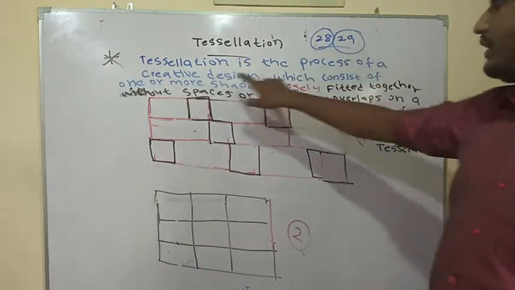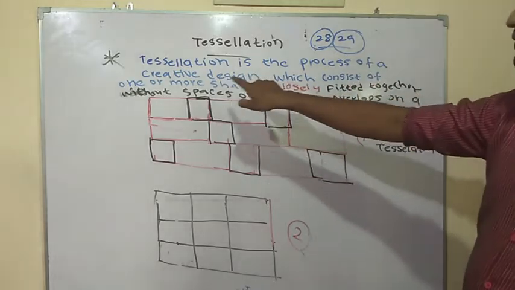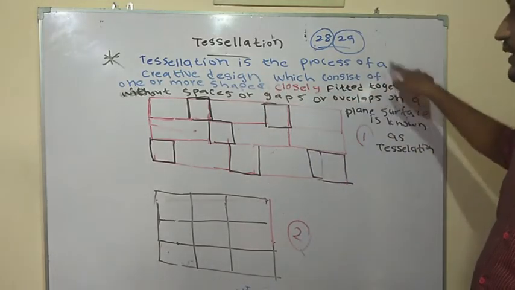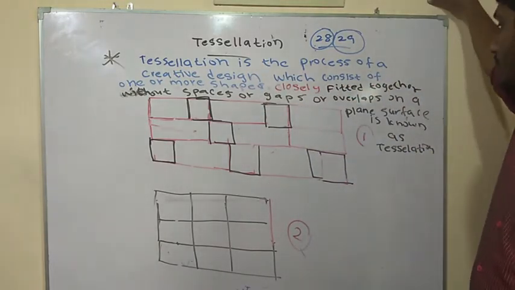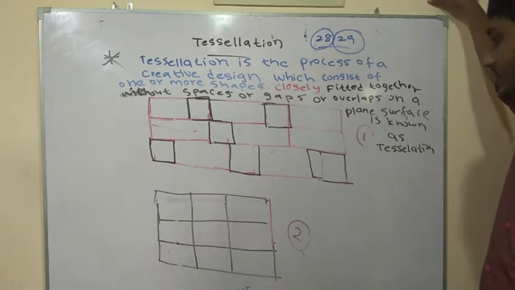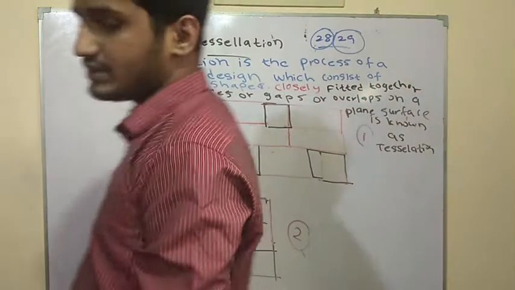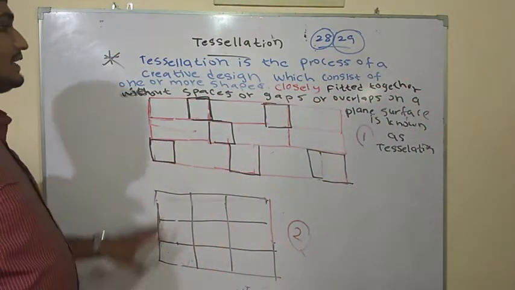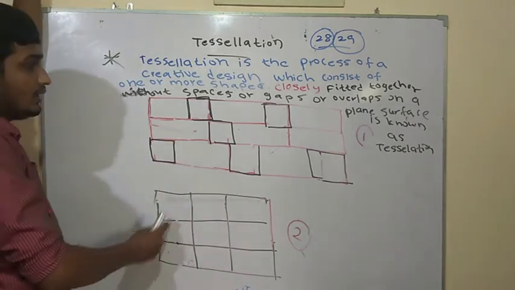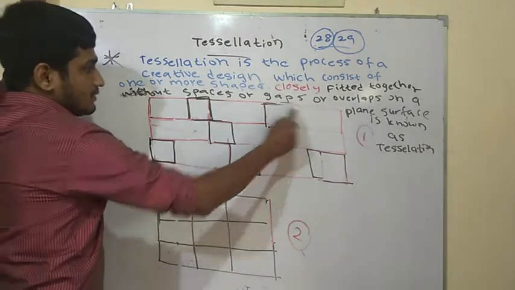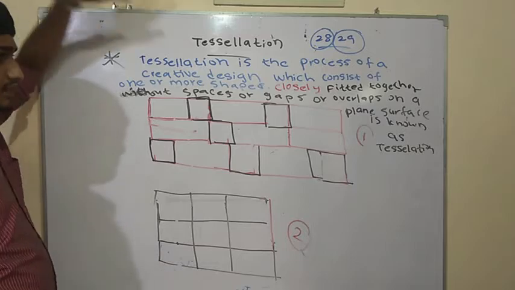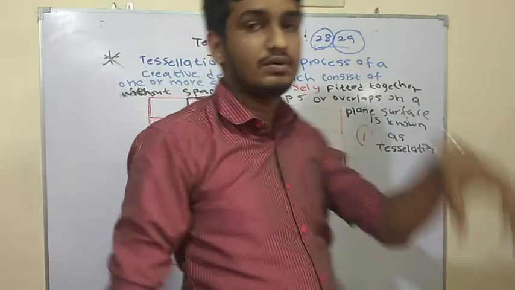Tessellation is the process of a creative design which consists of one or more shapes closely fitted together without spaces or gaps or overlaps on a plane surface is known as tessellation. You can see now in figure number 1 and number 2, there are no overlaps or spaces or gaps. Such a creative design is known as tessellation.